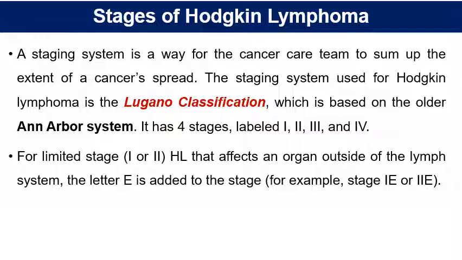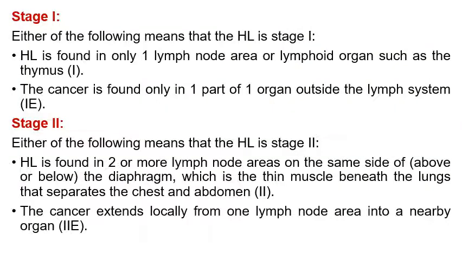Here the difference is that sometimes stages are written as stage 1E or stage 2E, which means that for limited stage disease that affects an organ outside of the lymph system, the letter E is added to the stage. For example, stage 1E means that in limited cases the disease has spread to or is affecting an organ outside the lymph system. That is written in short form with the letter E. So the classification is mainly based on the Lugano classification. Let us see the classification.